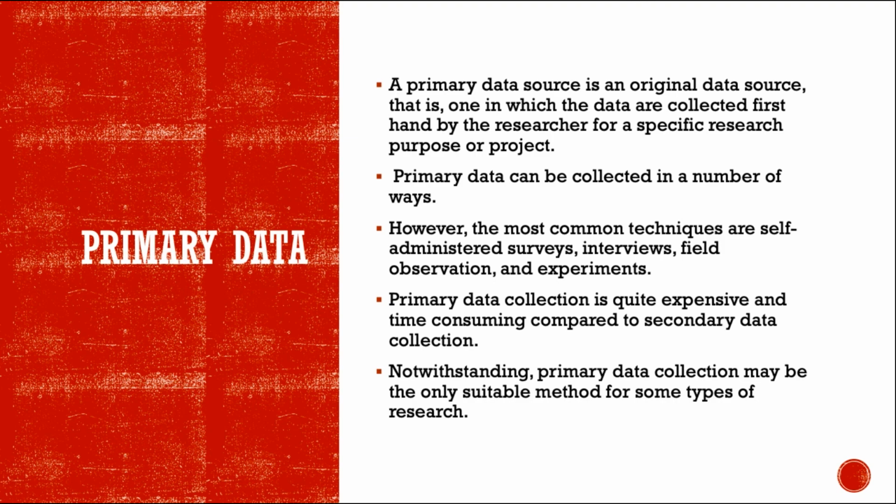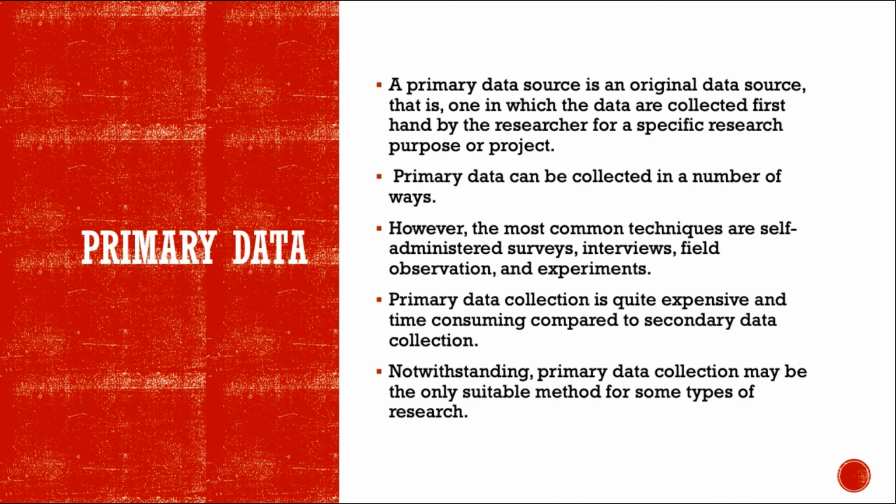Then we have primary data. Primary data is a source where you as a researcher collect the data. It means you go to the field, you do a survey, you do a questionnaire, focus group discussion, and observation, whatever. So primary data can be collected in a number of ways. However, the most common techniques are self-administered surveys, interviews, observation, and experiment. Primary data collection is quite expensive and also time consuming to collect compared to secondary data.